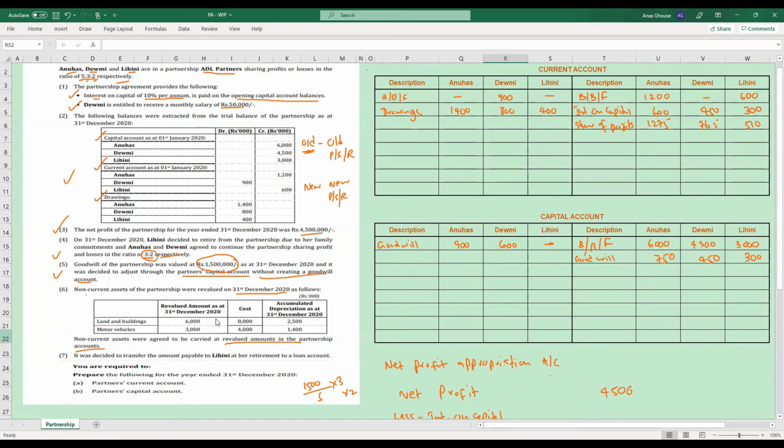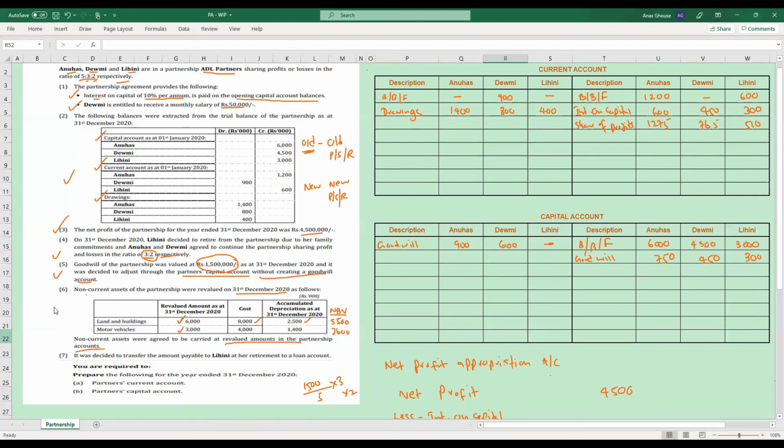As you can see, the land and buildings revalued amount is 6 million. However, the cost was 8 million and the accumulated depreciation was 2.5 million. So as at 31st December, we had a net book value of how much? We had a net book value of 5.5 million. And here, the net book value is 4,000 minus 1,400,000, so that will be 2.6 million. So these assets were revalued at 6 million and 3 million.